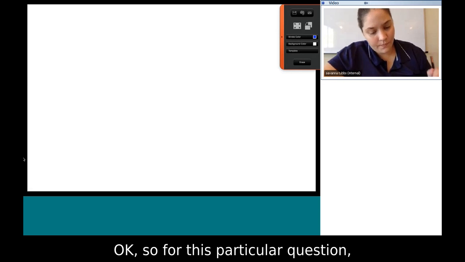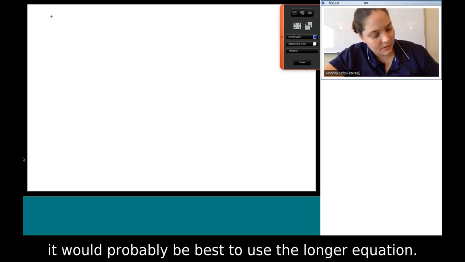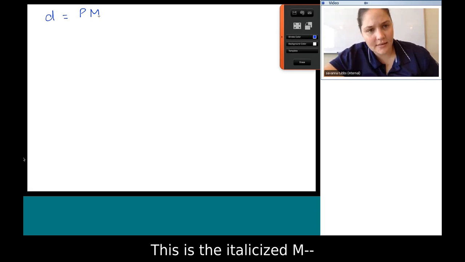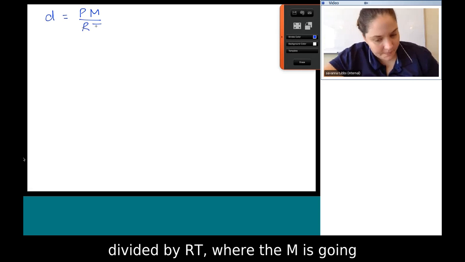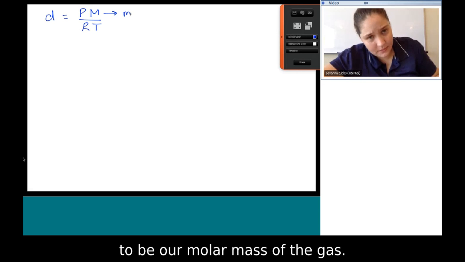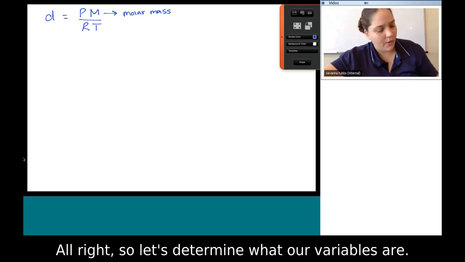So for this particular question, it would probably be best to use the longer equation. This is the italicized m, I don't know how to do fancy m's, divided by RT, where the m is going to be our molar mass of the gas. All right, so let's determine what our variables are.